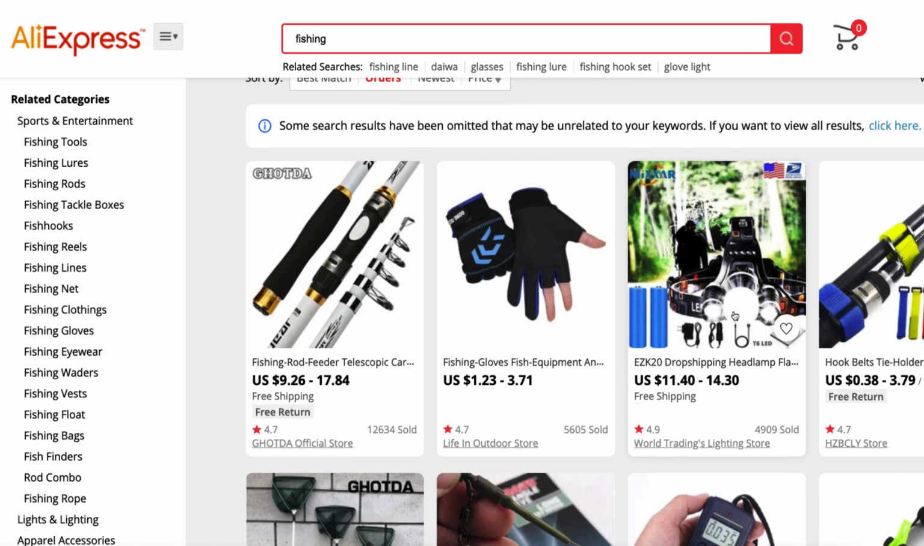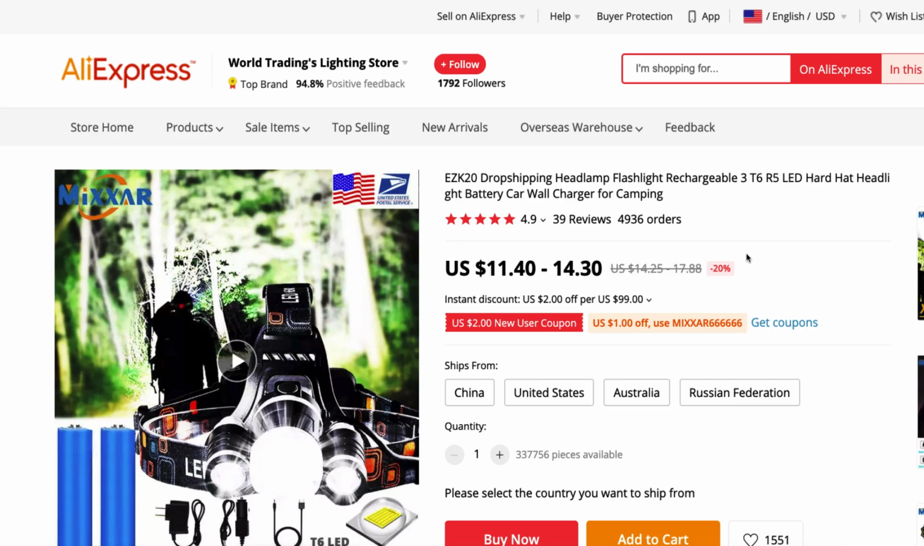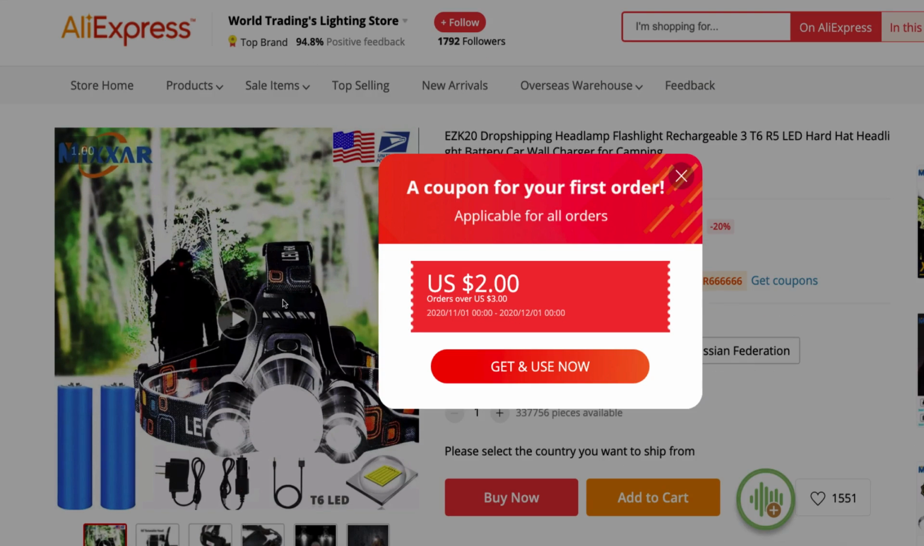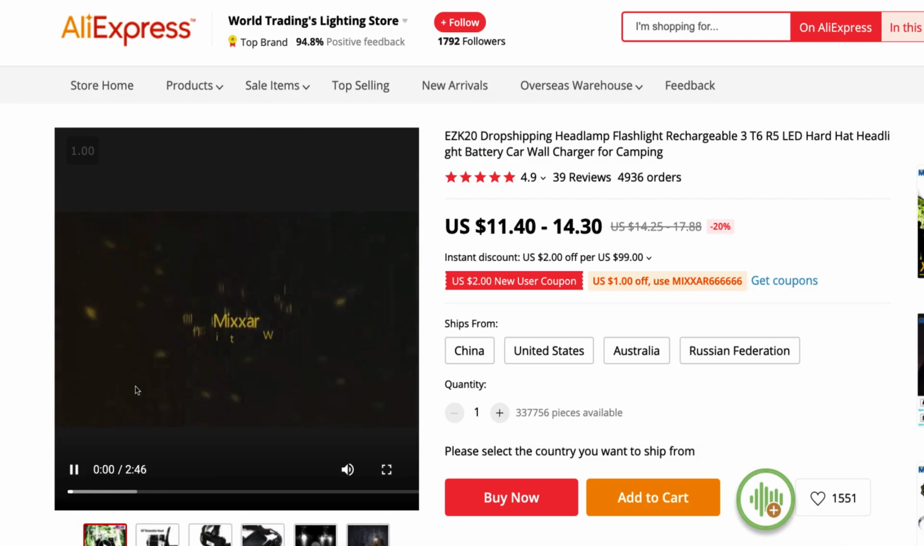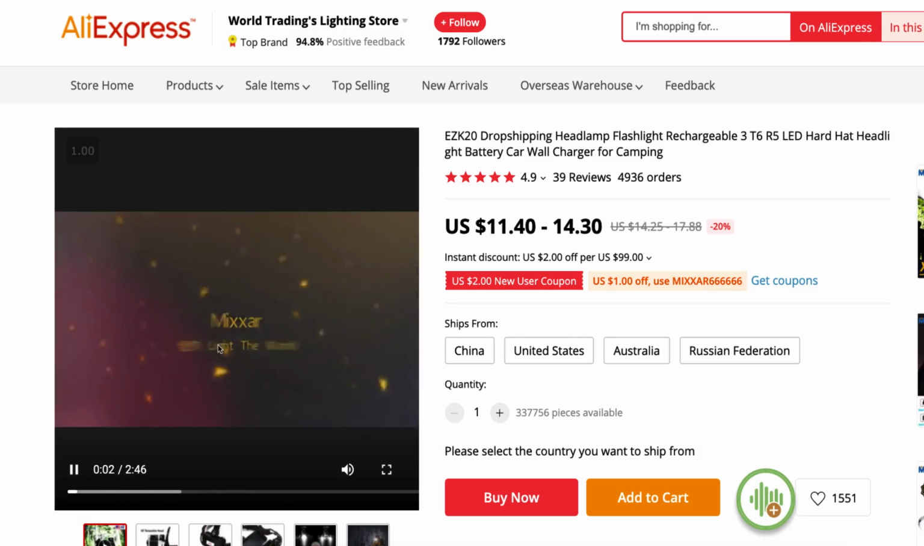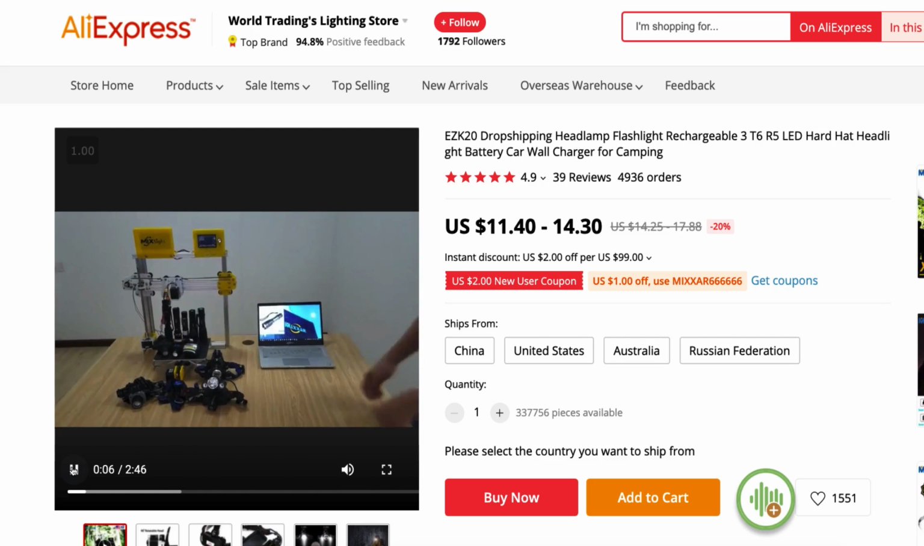So I see something now that catches my eye. Right here is this headlamp right here. I mean, it looks like super bright. This product right here even has a video. So you could use this, cutting out some of this Chinese writing maybe, and use this in an ad even.